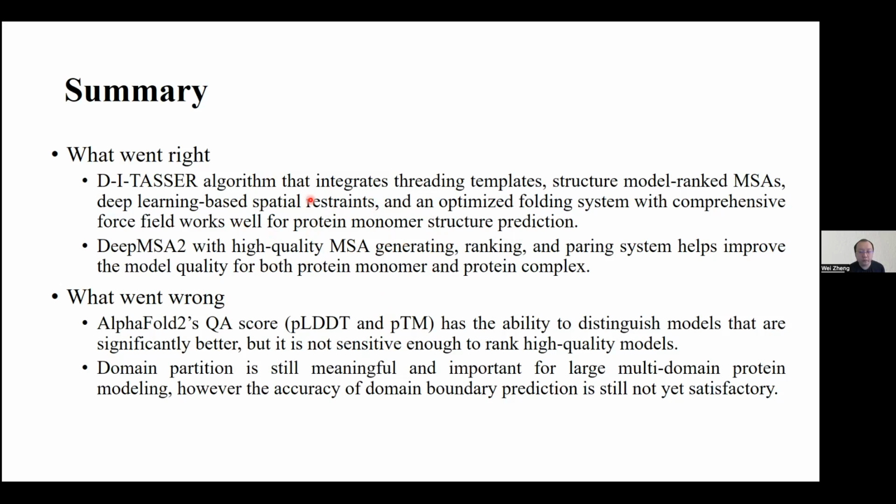Second, what we think went wrong? The AlphaFold QA score has the ability to distinguish models if they are significantly different, but it is still not sensitive enough to rank high quality models. Furthermore, we think domain partition is still meaningful and important for modeling large multiple domain targets. However, the accuracy of domain boundary prediction is still not good enough.